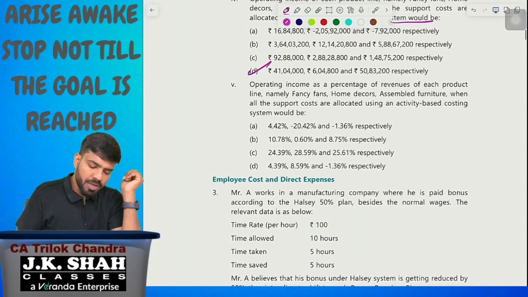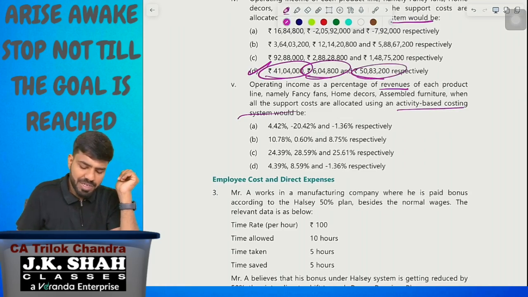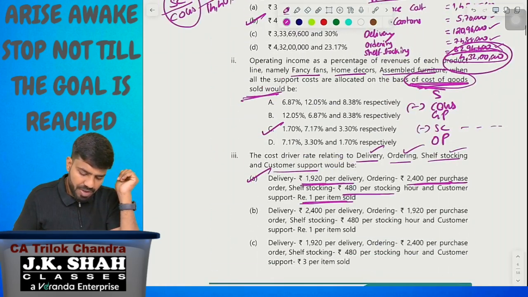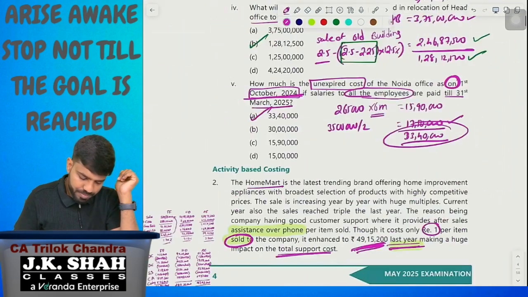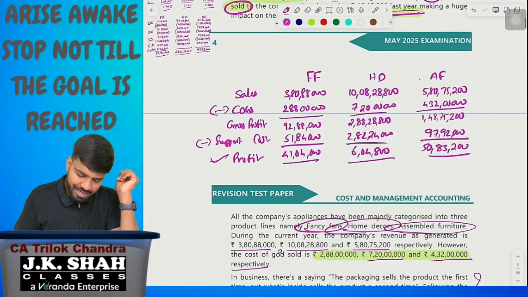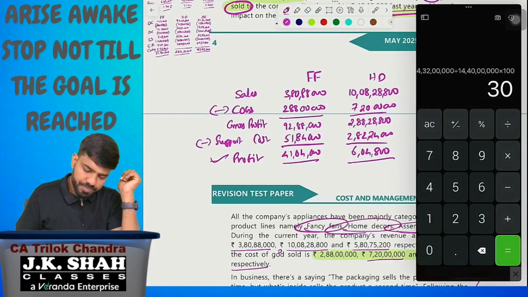Next. Operating income as a percentage of revenue for each product line, namely fancy, home decor, assembly, when the support cost is allocated. They're asking the same thing in terms of percentage. Have I calculated that? I didn't calculate. Fine, we'll calculate now.